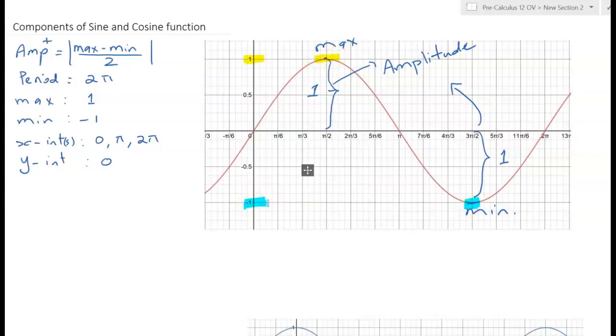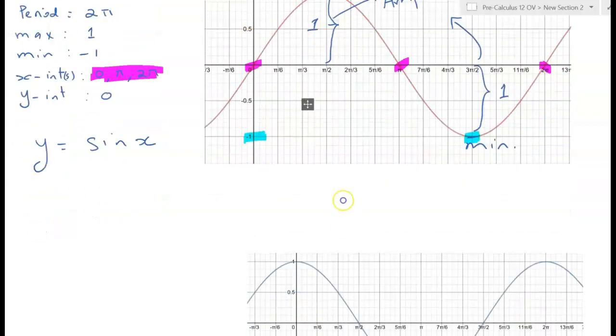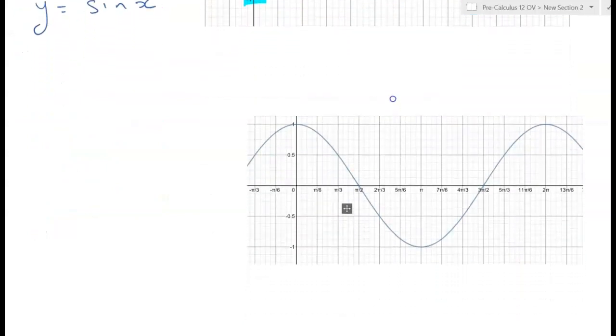Okay, and the other parts are x-intercepts and y-intercepts. So x-intercepts for the parent function of the sine, we have 0, pi, and 2 pi, and then of course for the y-intercept we have only 0. That's basically it. It is periodic and it goes forever. This was the graph of y equal to sine of x. Okay, and it's the same thing for the cosine.